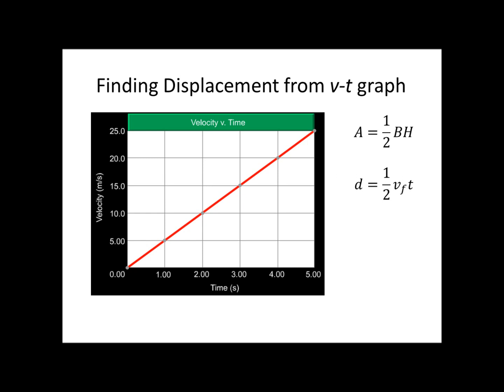So our displacement is equal to 1/2 v final times time. Well, what if we don't know our final velocity though? Well, there's a way to find our final velocity, and that's to take our acceleration times time. So that v final, that 25 meters per second, is actually equal to the acceleration of this object times the time. Well, hey, let's just go ahead and multiply a little bit and get displacement equals 1/2 acceleration times time squared. Now that's a very useful equation.